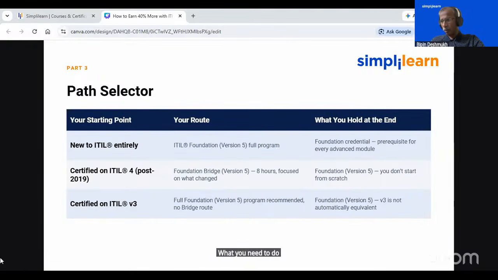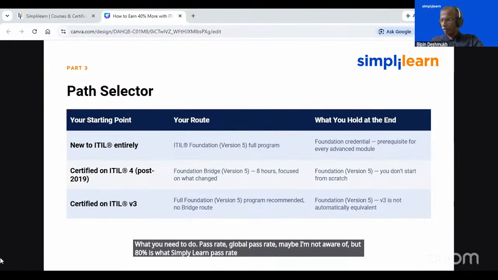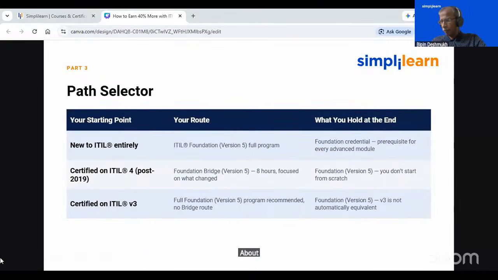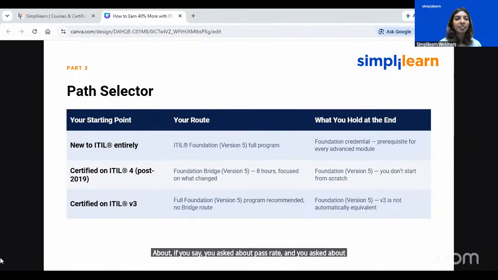Pass rate, global pass rate, maybe I'm not aware of, but 80% is what Simplilearn pass rate is, and a little bit higher for people who have attended my sessions. I can vouch for that. And you asked about the difficulty level. Yeah, difficulty level remains the same.